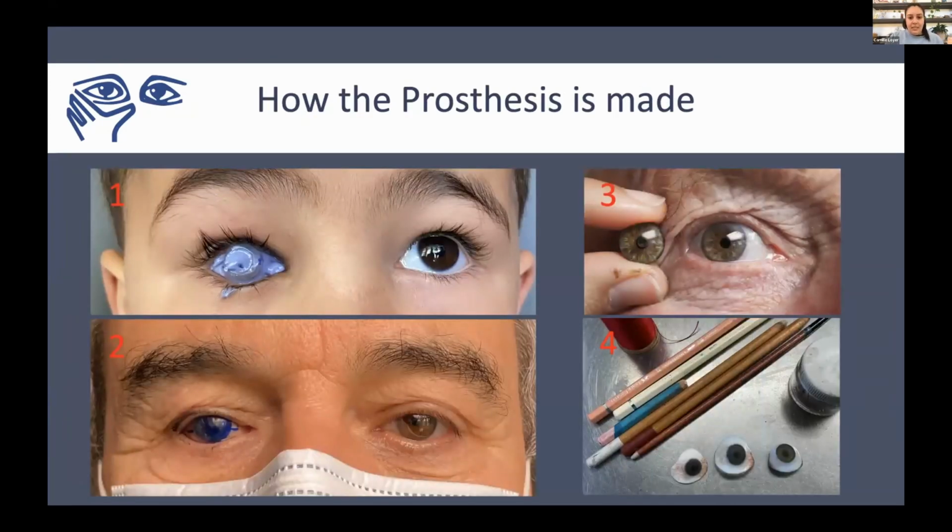So how the prosthesis is made. An artificial eye can be made approximately 6 weeks following the enucleation once the socket has completely healed. The process of making an artificial eye consists of 3 visits to us. During these appointments, we take a mold of the eye socket, which you can see up on the left.